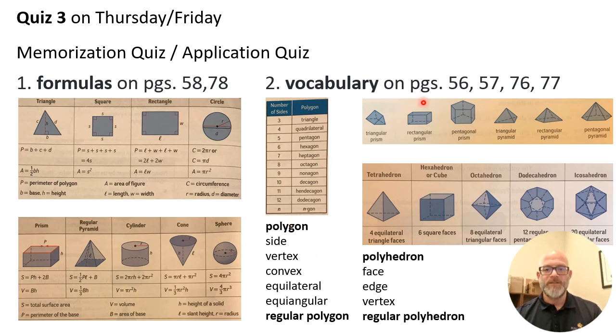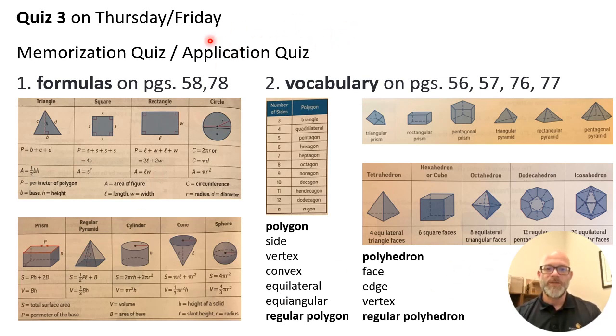Lastly, on these pages, there's some vocabulary like polygon, side, vertex, convex, equilateral, equiangular, regular polygon, and polyhedron, which has faces, edges, vertices, and a regular polyhedron. If I give you a definition of any of those terms, you should be able to write what it is. So if I say it's a 3-dimensional figure with flat faces that are polygons, with faces, edges, and vertices, you'd say polyhedron. If I said it's a polygon that is convex, equiangular, and equilateral, you'd say that's a regular polygon. So you need to know everything on this page for the quiz on Friday.